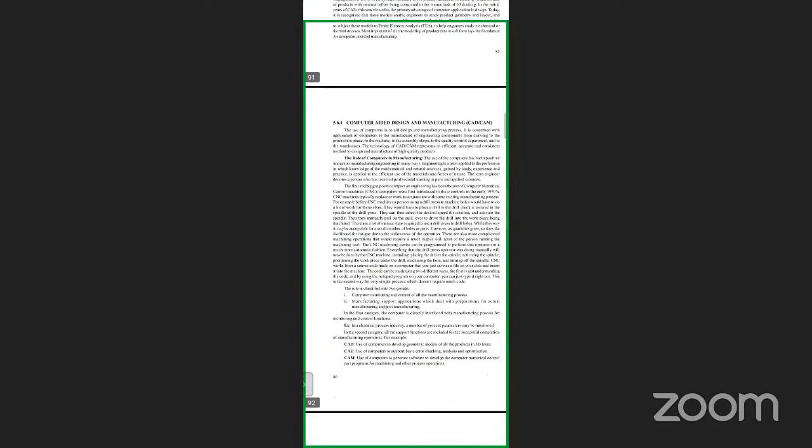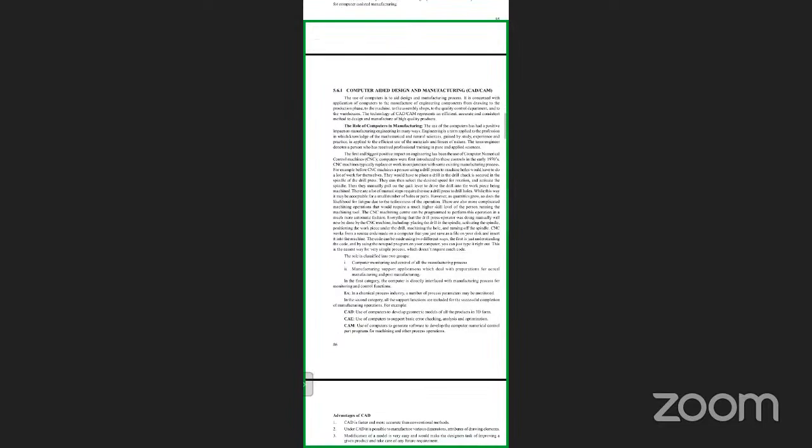These are the three most important tools that are being used for any product designing or process designing. Under that, the first one is CAD/CAM, that is computer aided design and manufacturing. The role of computers in this is that they will always have a positive impact on manufacturing engineering in many ways, such as they gain the knowledge of mathematical, natural sciences, and by study, experience, and practice.